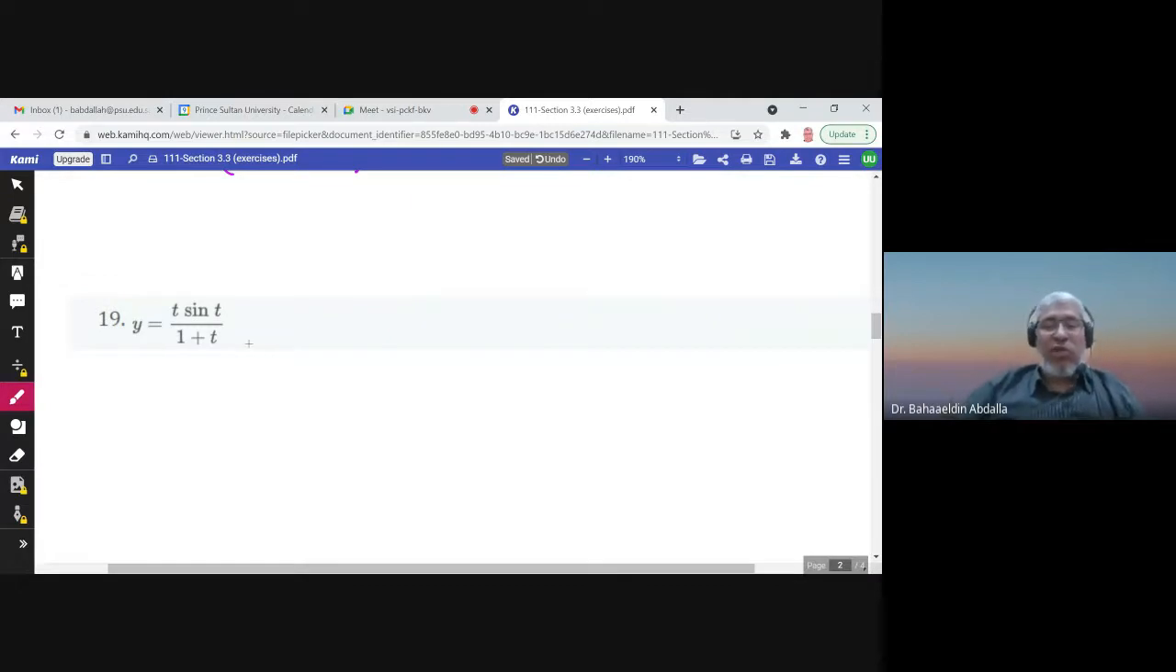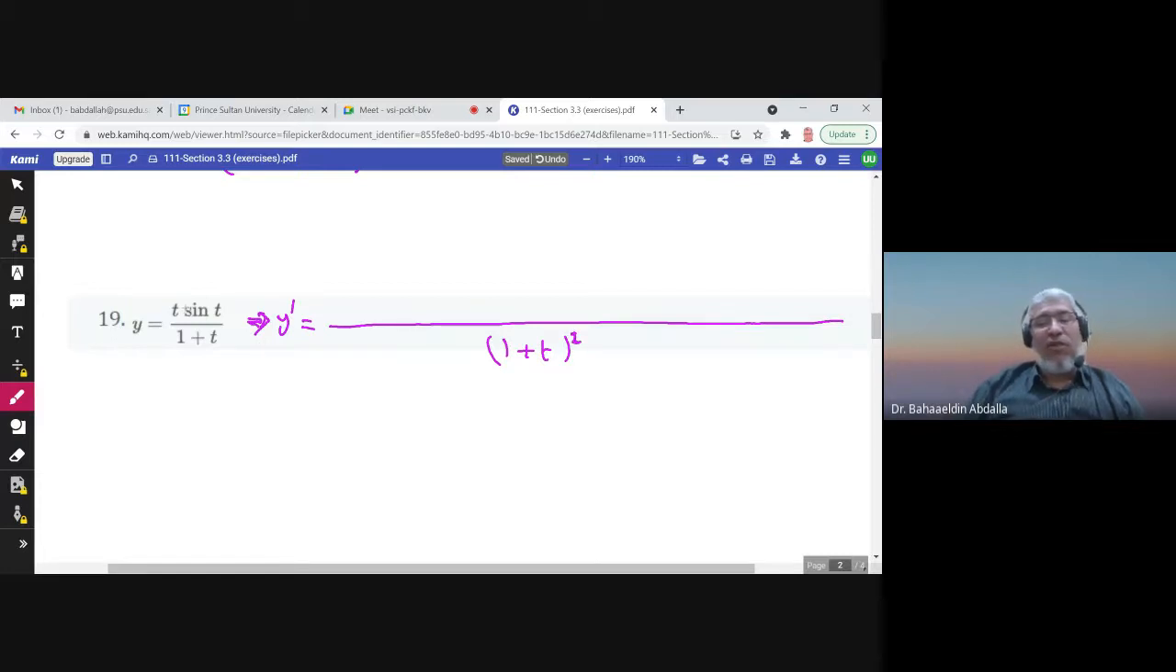Also here I need to use the quotient rule. So y prime would be 1 plus t all to the power 2. Derivative of the numerator. Well, the numerator is a product of two functions. So the derivative of the numerator would be derivative of t, which is 1, times sine t plus t times the derivative of sine t, which is cosine t. This is the derivative of the numerator. You multiply by the denominator minus. You write the numerator as it is, and you multiply by the derivative of the denominator, which is 1.